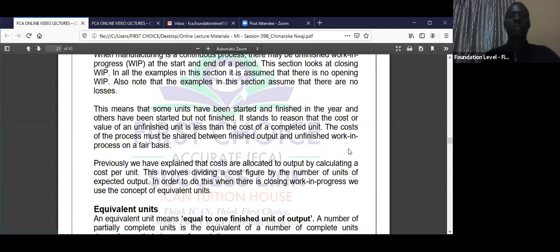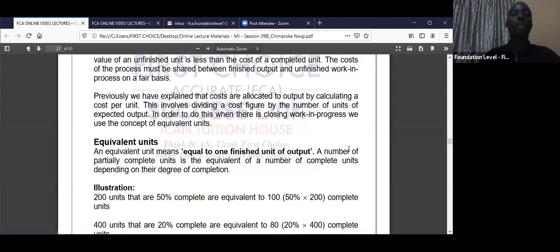All right. Now, for us to do work in progress, we must learn what we call equivalent unit. What is an equivalent unit? An equivalent unit means how many work in progress, how many uncompleted items is equal to a complete item. It means equal to one finished unit of item. So we're saying that how many work in progress that have not been completed is equal to one full completed item. So look at an illustration.